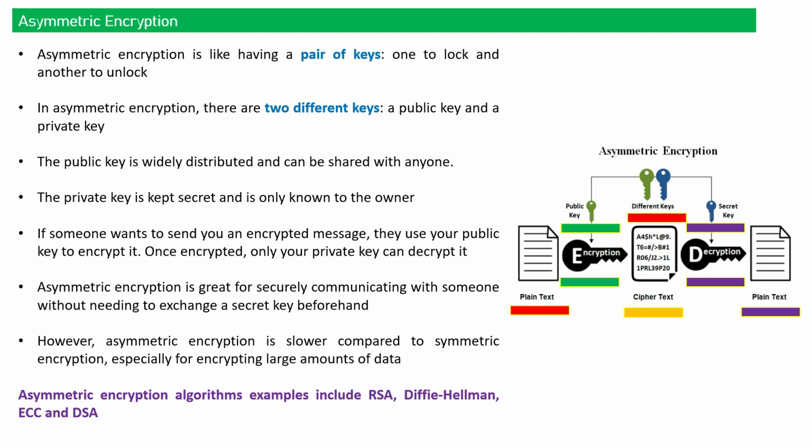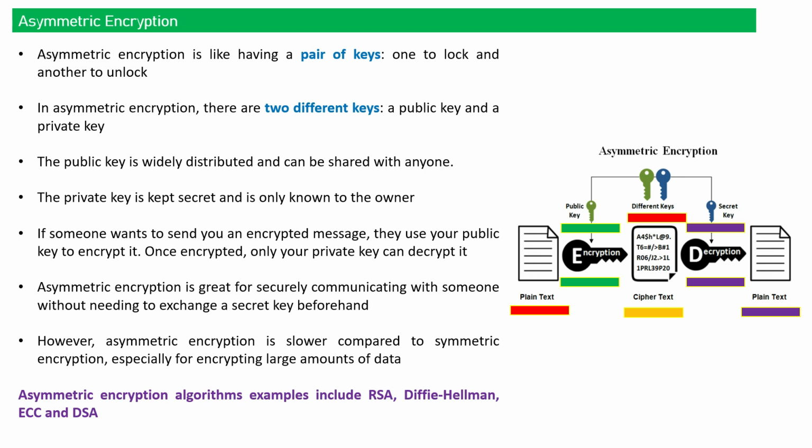Okay, so if someone wants to send you an encrypted message, they use your public key to encrypt it. Once encrypted, only your private key can decrypt it. That means if someone has to send you information in encrypted form, that public key can be used by that entity for the encryption of the data. And then once the data is received at the server end, where you have your own private key, you can decrypt that data with the help of the private key.